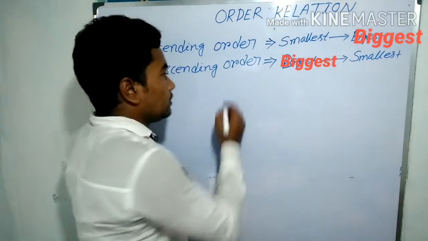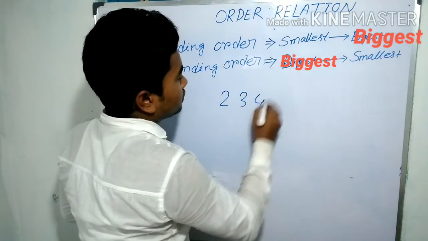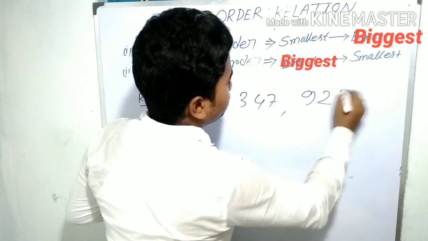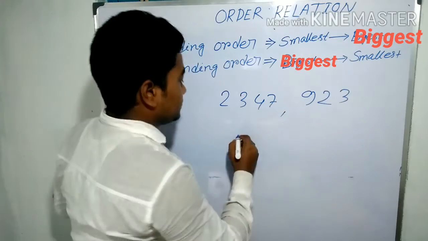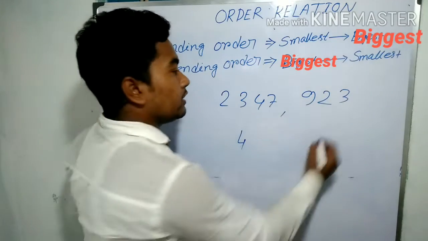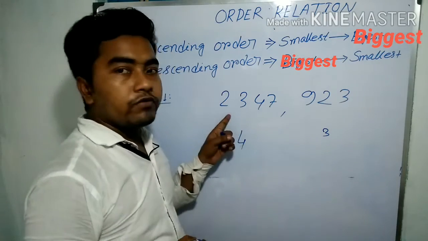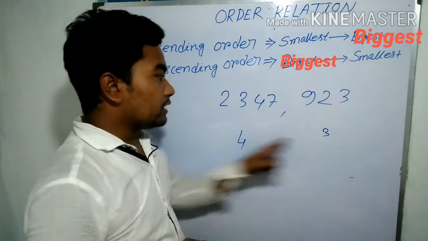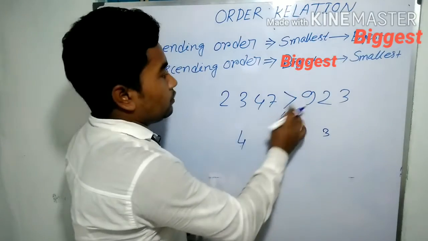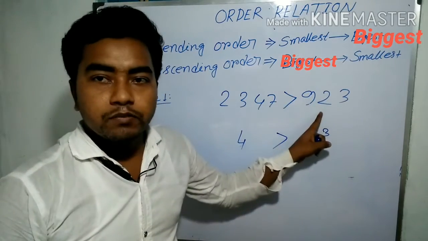That means, take 2, 3, 4, 7 and another number 9, 2, 3. You can see here the number of digits is 4 and here the number of digits is 3. As the number of digits here is more than this, this number will be greater than this number.